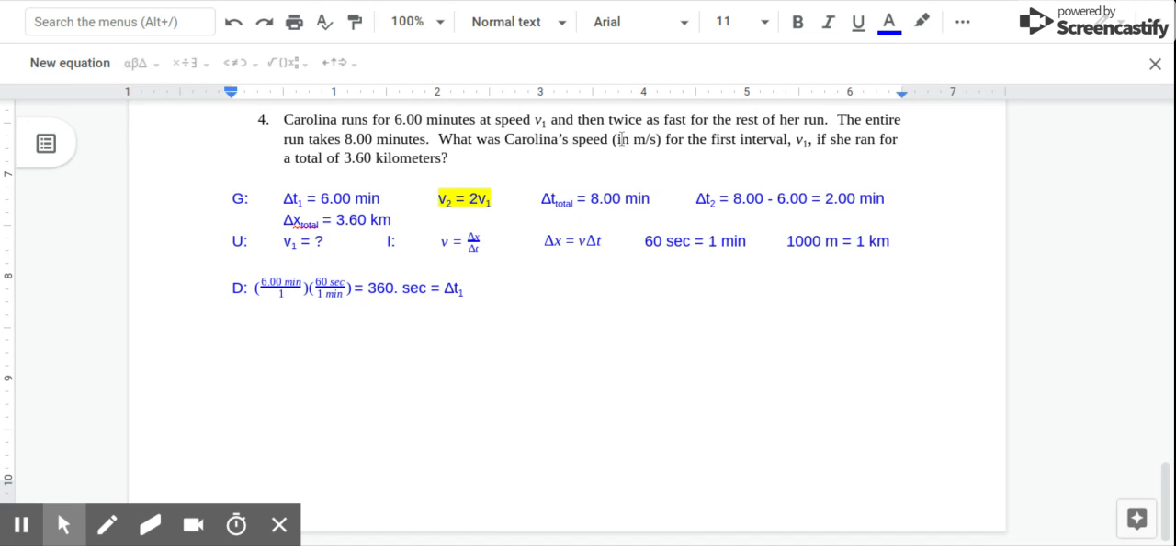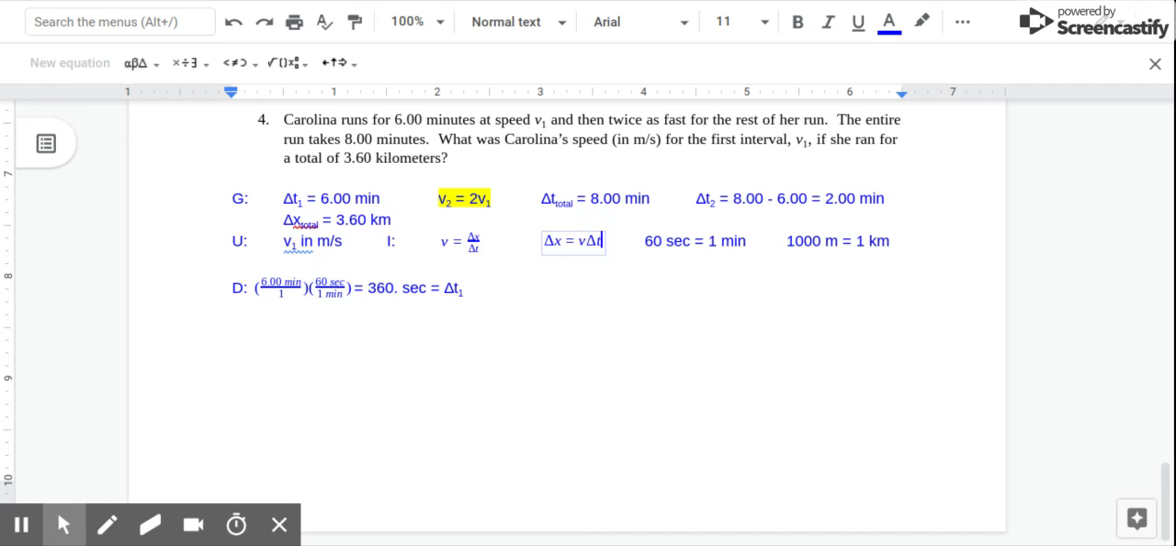What was her speed in meters per second for the first interval? So what was V1 if she ran for a total of 3.60 kilometers? V1 in meters per second. There we go. Okay. So that's where I got the G's and the U's from. Here's my X total, 3.60 kilometers. Then I wrote down some basic stuff.